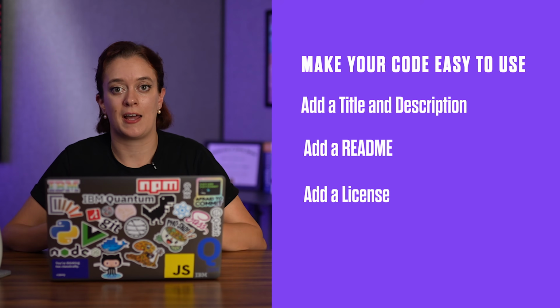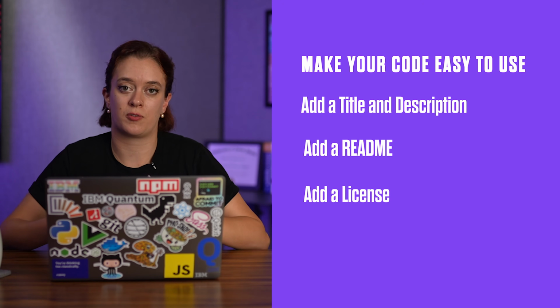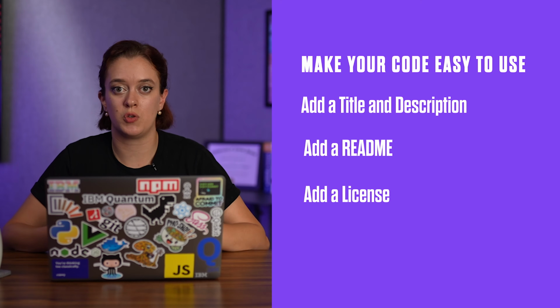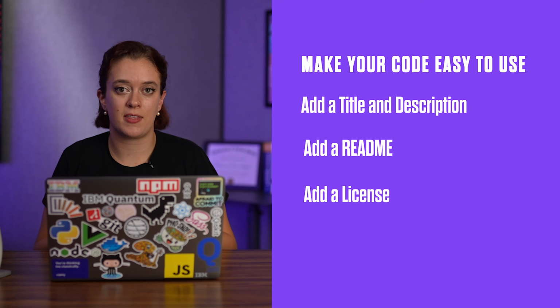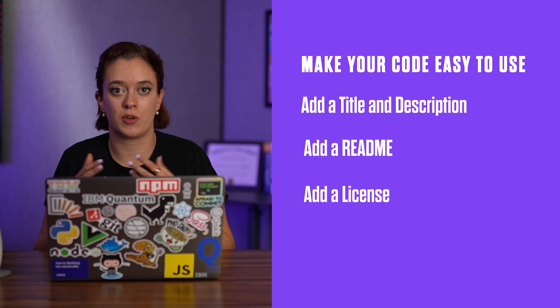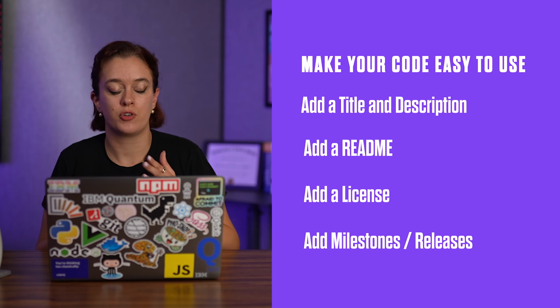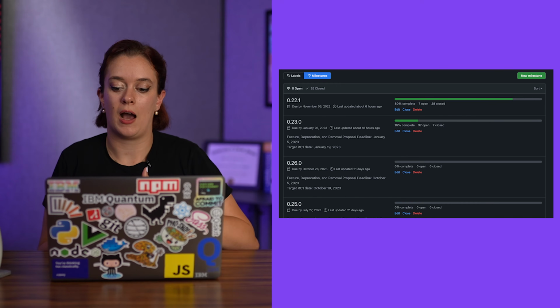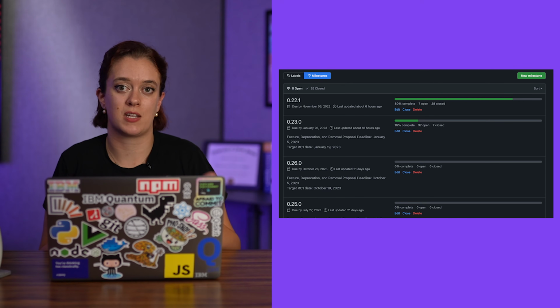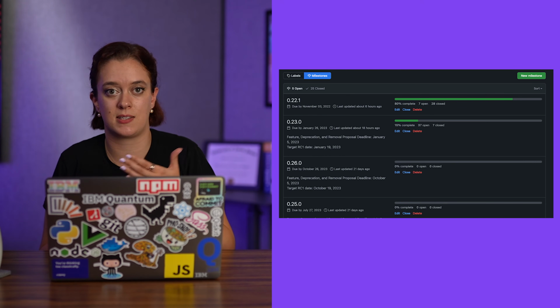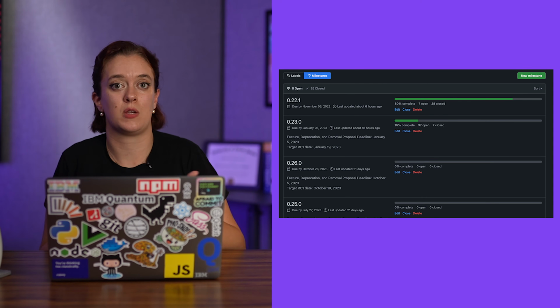You can also add a license. This is a way to add some slightly more legal phrasing around how you want others to use and interact with your code. And if you're on the more advanced side of things, if your project is quite big and you have lots of collaborators on it, you can think about adding milestones and releases as a way to show your users how your code is progressing over time, and if you have a regular release schedule, so they can see what's going to happen a while in advance.